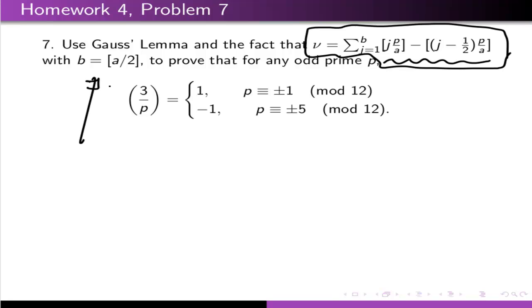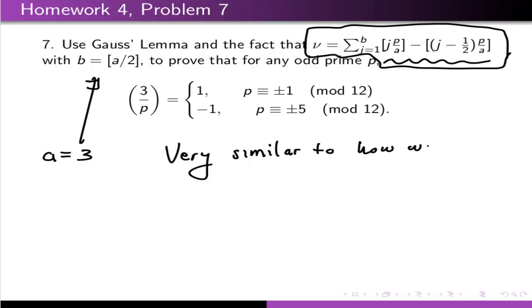So first of all, find b. So you just plug in a equals 3, and you get a value for b here. It's not going to be a very big value. And then it's going to be very similar to what we did for 2 over p. So if you need a little more hint, just look at how we calculated 2 over p.